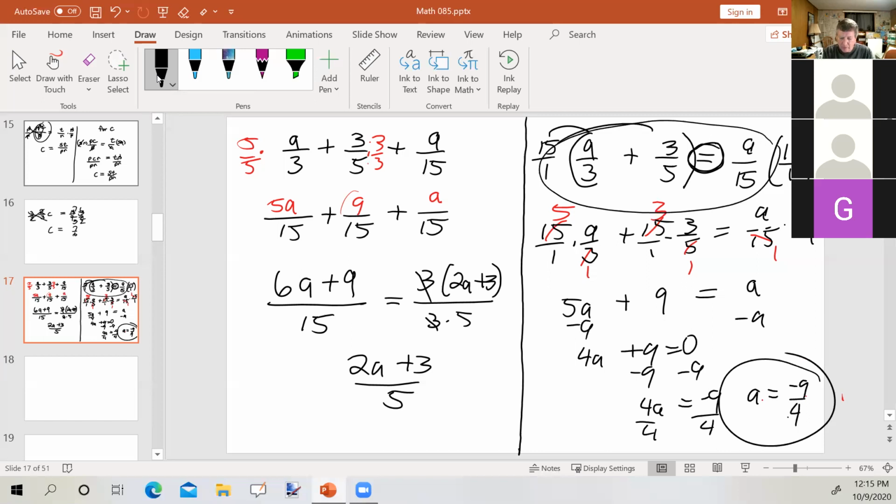Okay, but the first one was an expression. We combine like terms and simplify. The second one was an equation that we can multiply both sides of to clear out the fractions. All righty, so make sure you distinguish between the two of them.